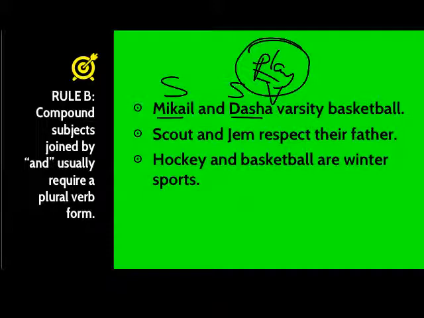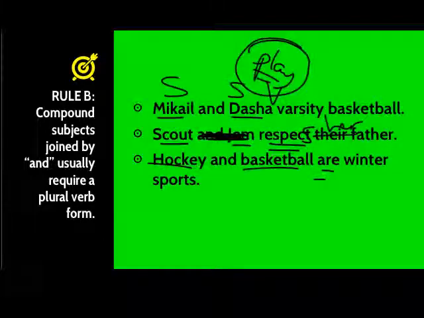They play basketball. Second sentence, Scout and Jem respect their father. Two people, Scout and Jem, what are they doing? They are respecting. You wouldn't say Scout and Jem respects their father. If we had just one of the nouns, we would say Scout respects her father, and that would be the singular form. And finally, hockey and basketball are winter sports. You can see the pattern here. Compound subject, plural verb form.